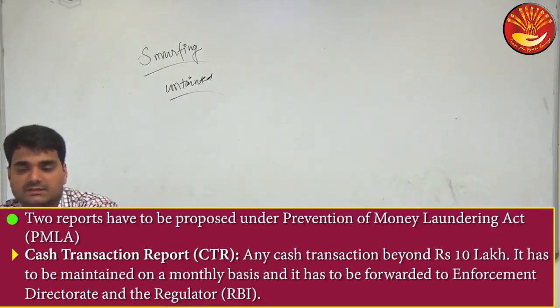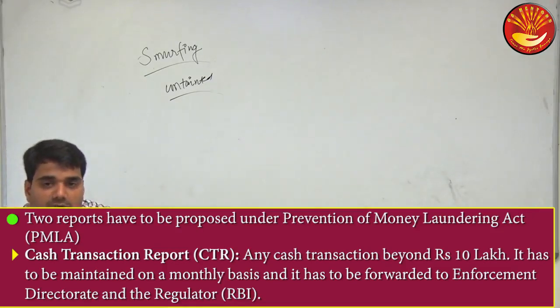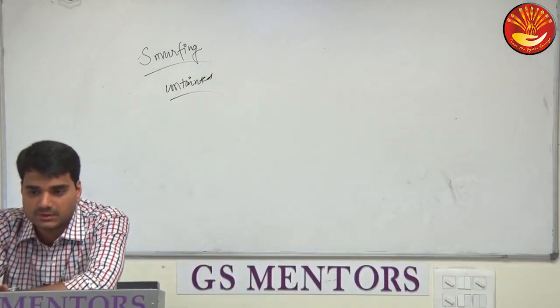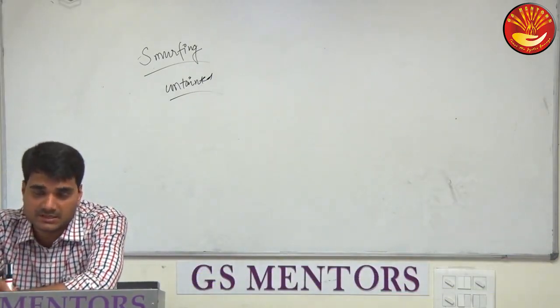CTR means the cash transaction reports all the transactions above 10 lakh rupees. It has to be maintained on a monthly basis and forwarded to two agencies. First is the Enforcement Directorate and the regulator. For example, if any bank is involved, who is the regulator of the banks? RBI. It has to be forwarded to ED and RBI both. Okay, that is the cash transaction report.